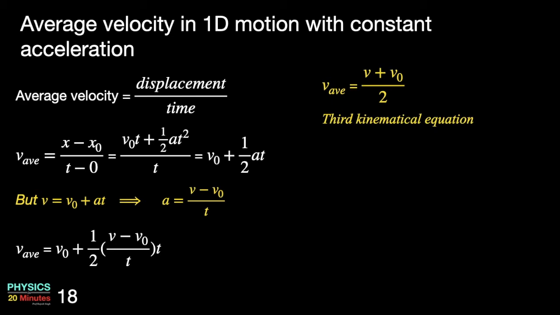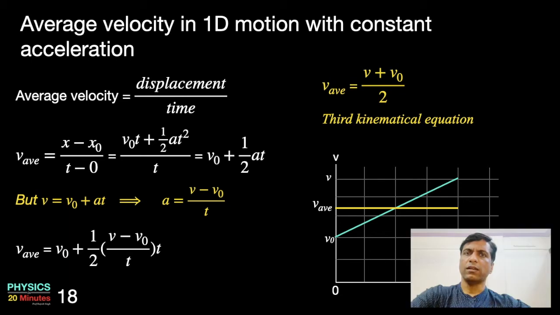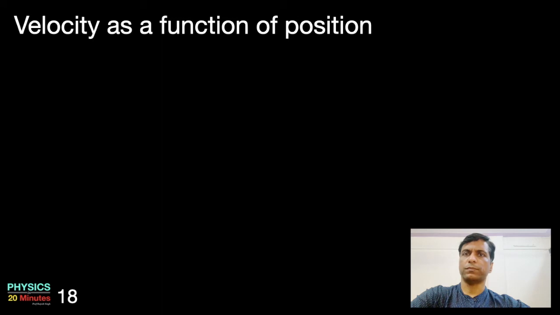This is sometimes referred to as the third kinematical equation, and it is obvious from the graph as well. You can see the graph is a straight line. The velocity changes from v0 to v. The middle value between v and v0 is nothing but my v average. So once again, v average is (v plus v0) upon 2.